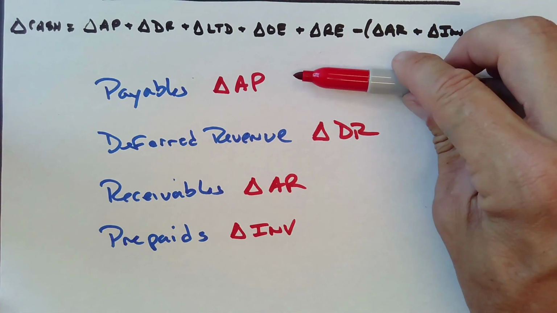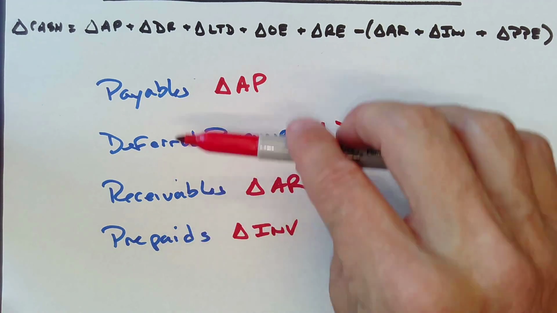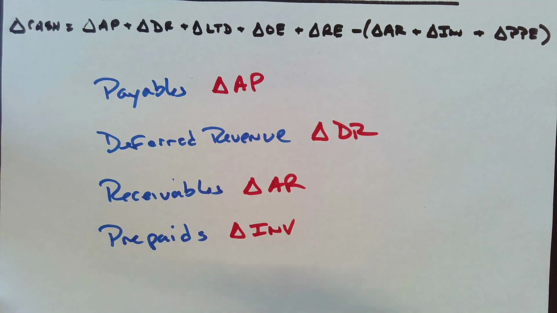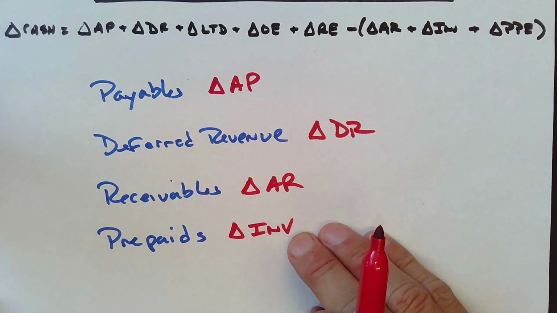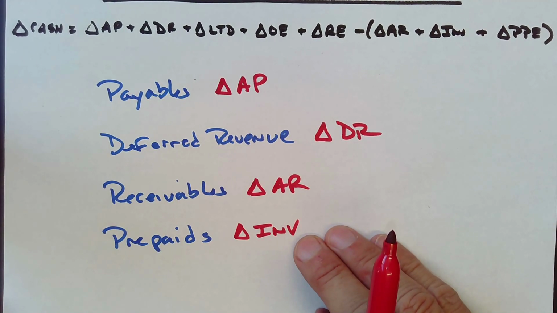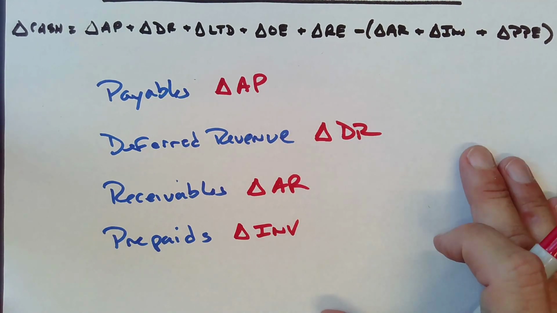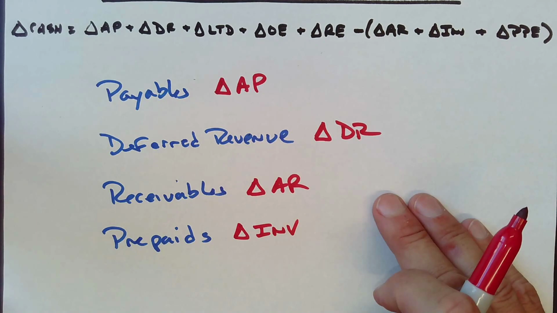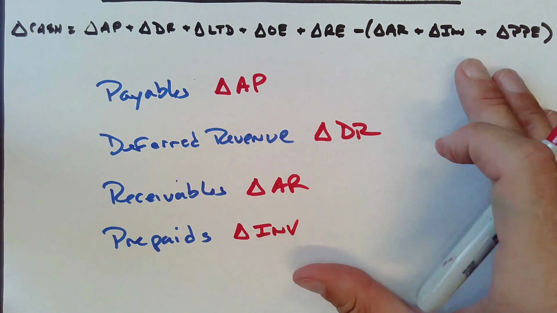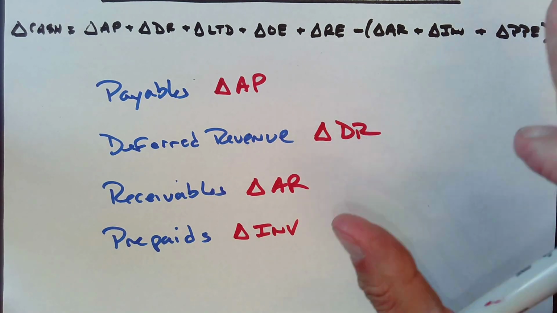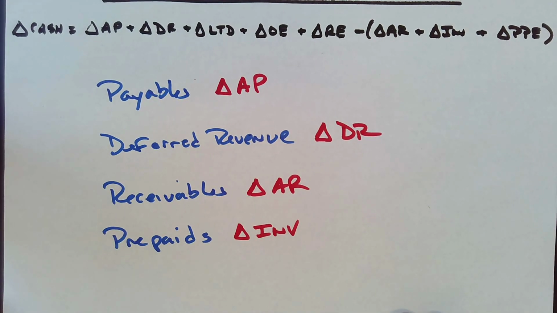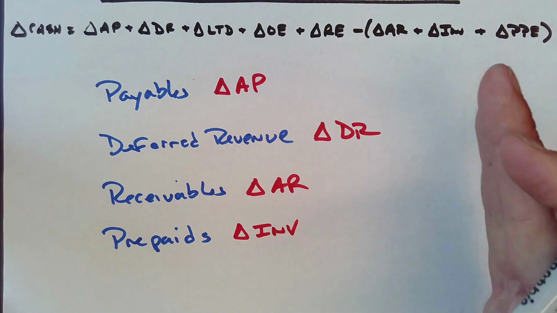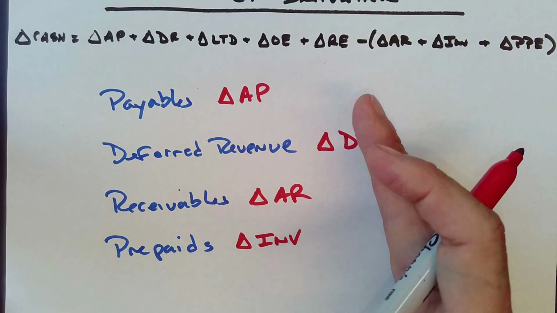Now, each of these, and these are the only 4 types of operating accounts you can have. It's either going to be a payable, it's going to be deferred revenue, it's going to be a receivable, it's going to be a prepaid. And the way to think about this is we're going to look at each one of these and think about, well, what happens when payables goes up? What happens when payables goes down? And same thing with deferred revenue, receivables, and prepaids. And see how that affects the cash flow statement.